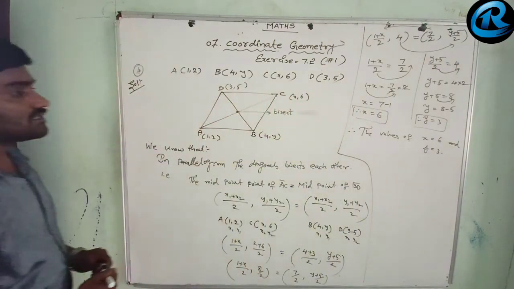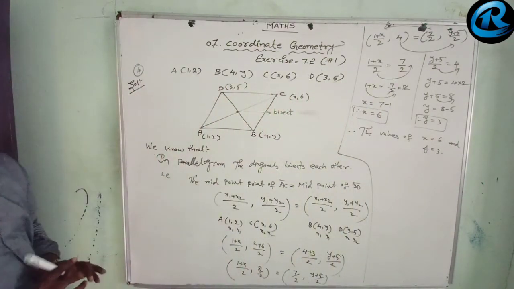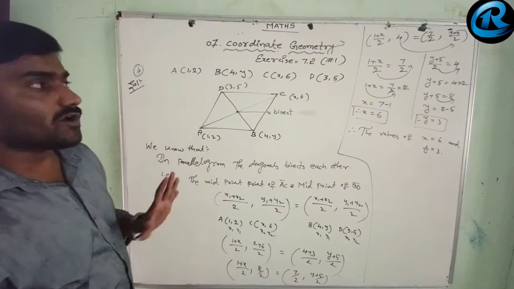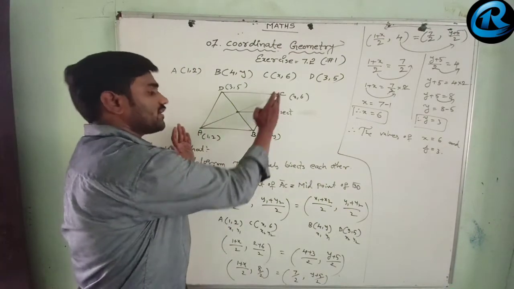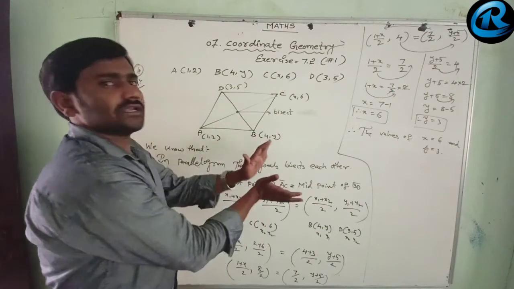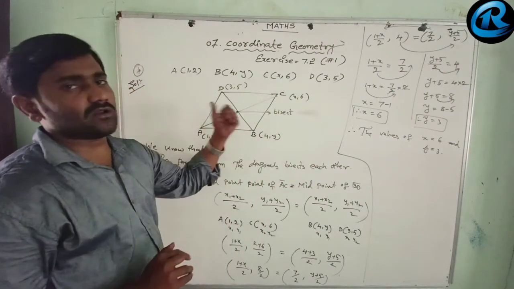Very simple. See, to prove the given 4 vertices are a parallelogram or not, simple, మీరు ఏం చేయాలి అంటే మిడ్ పాయింట్ ఆఫ్ AC అనేది మిడ్ పాయింట్ ఆఫ్ BD కి ఈక్వల్ అని ప్రూవ్ చేస్తే అవి parallelogram.